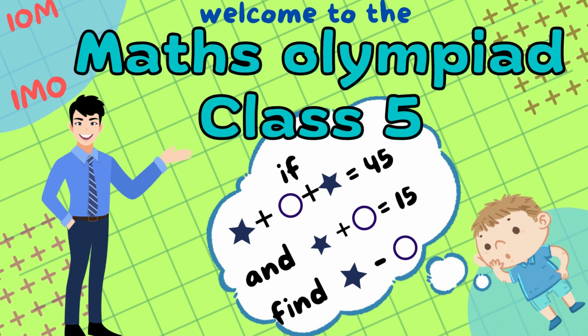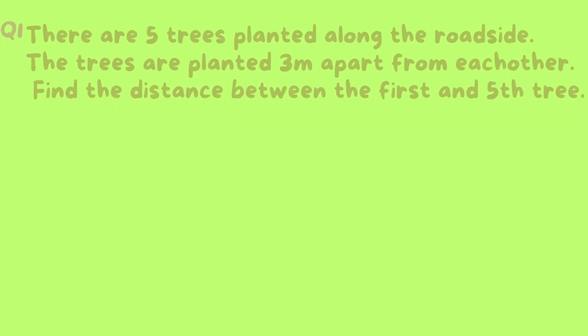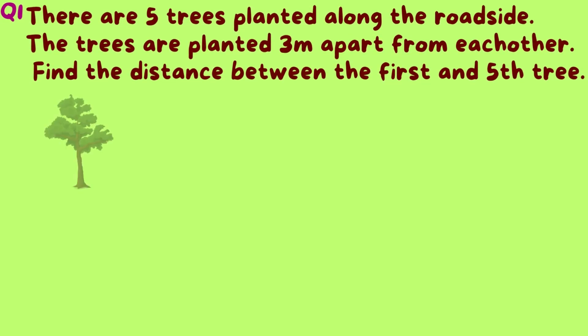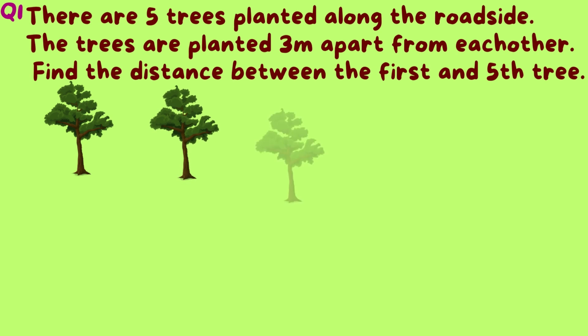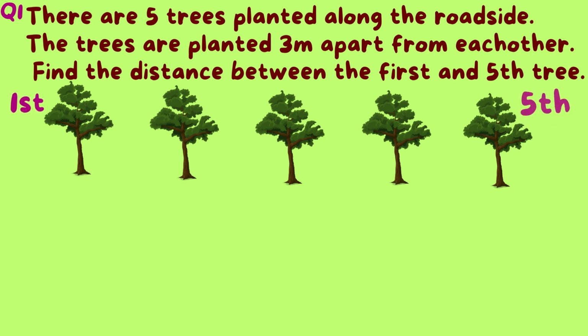We will discuss a few problems in Maths Olympiad. There are 5 trees planted along the roadside. The trees are planted 3 meters apart from each other. Find the distance between first and fifth tree.